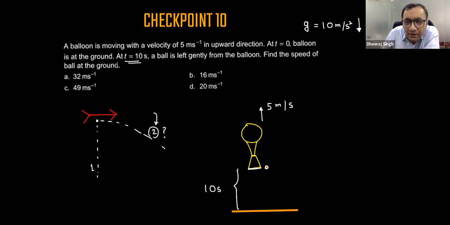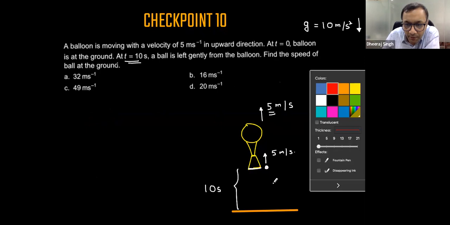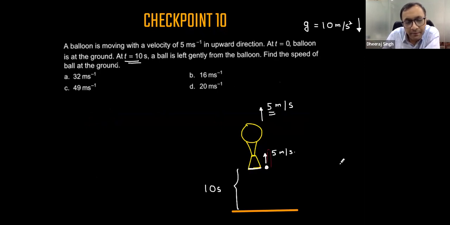Correct. Initially, it will try to move with the same velocity as it was moving earlier. That is the property of the mass. It is inertia. All right. So, earlier, the ball which was there in the balloon was moving with 5 meters per second only, or not? So it will continue to move up at 5 meters per second. But soon, because of gravity, it will lose the momentum and then come down. Is it clear? Type in, all of you.